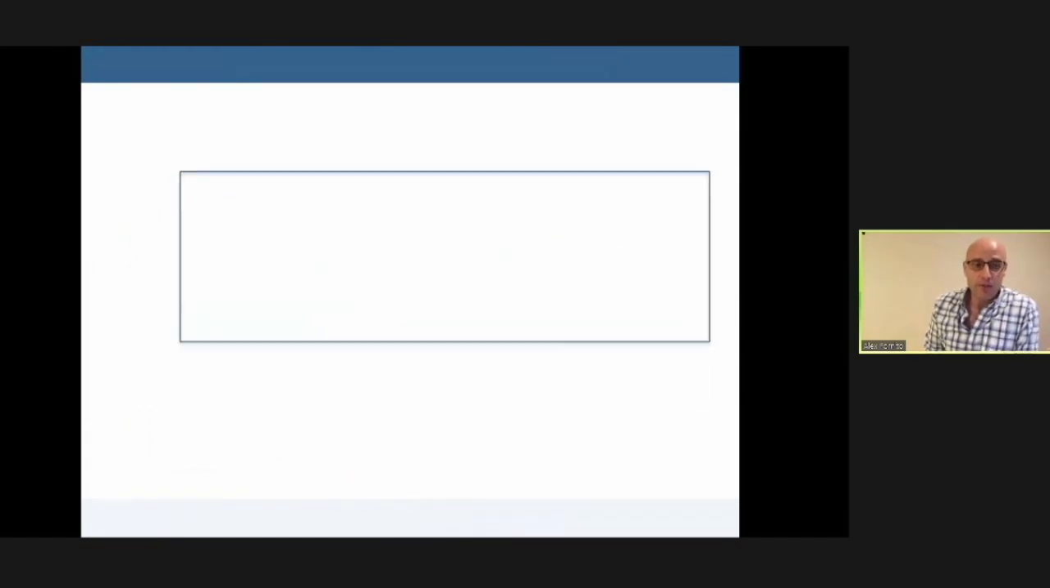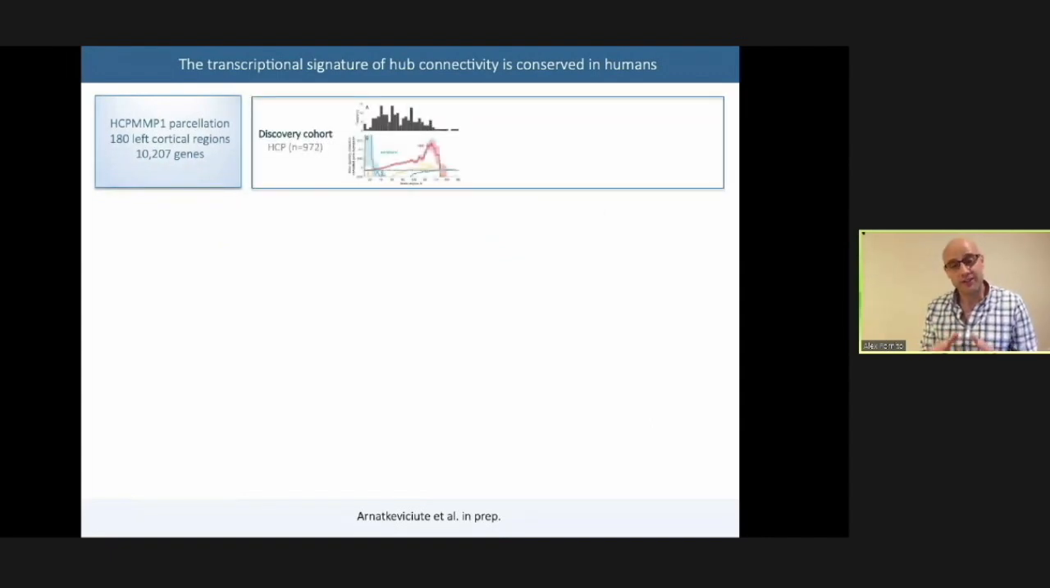So go back to the human. We focus on the left cortex, the left hemisphere, because that's where anatomical coverage in the atlas is most comprehensive. And if we repeat our gene expression analysis, we find the same basic pattern. So coupled gene expression is highest for rich, intermediate for feeder, and lowest for peripheral.